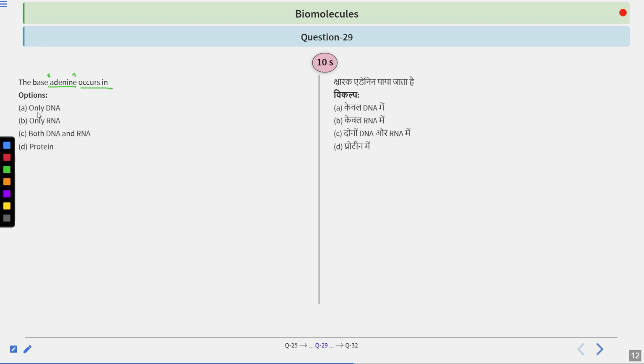The options are only DNA, deoxyribonucleic acid, only RNA, ribonucleic acid, or both DNA and RNA. That means the adenine base occurs both in DNA and RNA, or in the protein. So in which of the following does adenine occur? You have some time to think about this question. After that, we will see the correct answer.